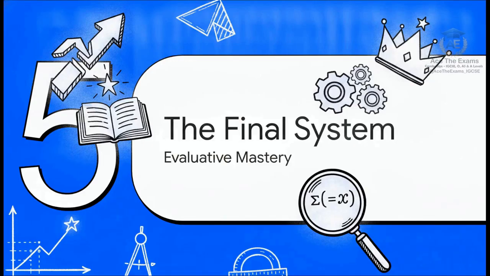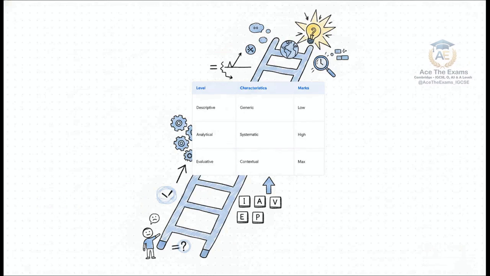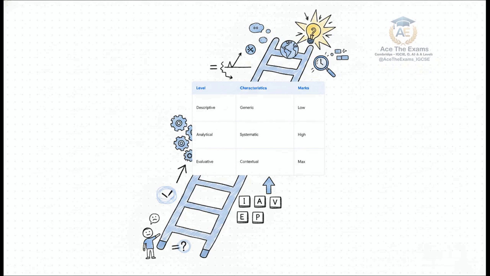Let's bring it all together in Section 5, the final system, achieving evaluative mastery. We are now completely transitioning from basic methodology to the high-tier elite evaluative thinking that is absolutely required for maximum marks. This progression map you see here is your literal ladder to success. Down at the bottom, we have the descriptive level. The characteristics here are vague, generic equations, and just throwing isolated facts at the page. This yields very low marks. This is exactly where Alex started out.